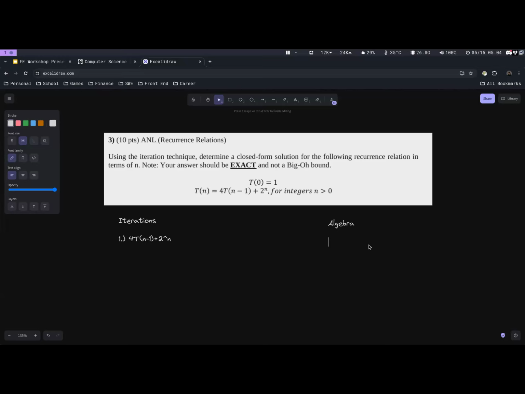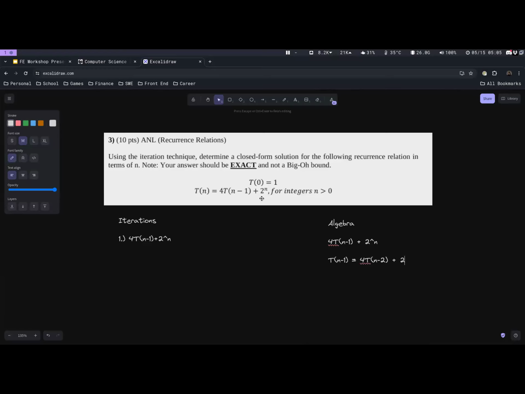So let's go ahead and do our first iteration, right? So again, we have 4t of n minus 1 plus 2 to the n. Well, what is t of n minus 1? Well, I can tell you. T of n minus 1 equals 4t of n minus 2. At least I hope that's something we recognize. And then this is 2 to the what? What is this going to be? 2 to the n minus 1. Nice. Good catch.